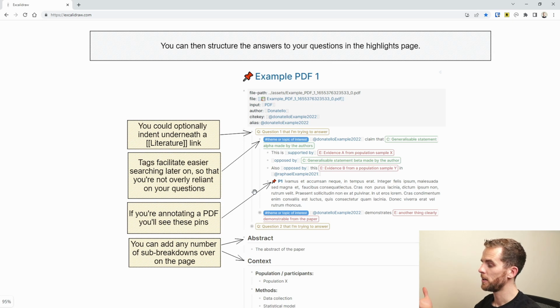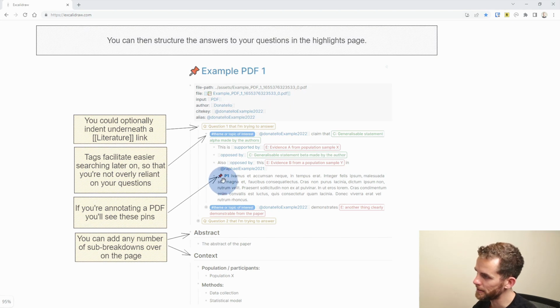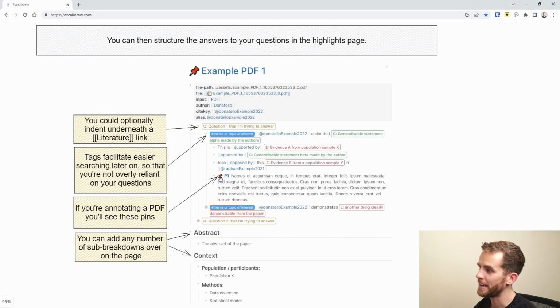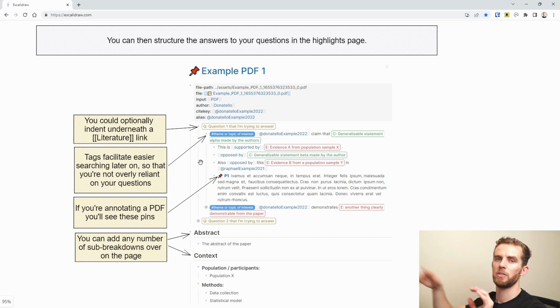Okay, so now I have a page with some annotations in Logseq, and you can see that the annotations have this pin over here. That's a helpful reminder to see what is actually yours and what is not. And there's so many ways of doing this. You could optionally indent underneath a literature link over here, so that you can find this information by saying literature for question 1, etc. But again, personal preference. Adding some tags makes it easier to facilitate search later down the line. Even if you're not adding proper structure, you can at least find different themes of information, hypothetically.